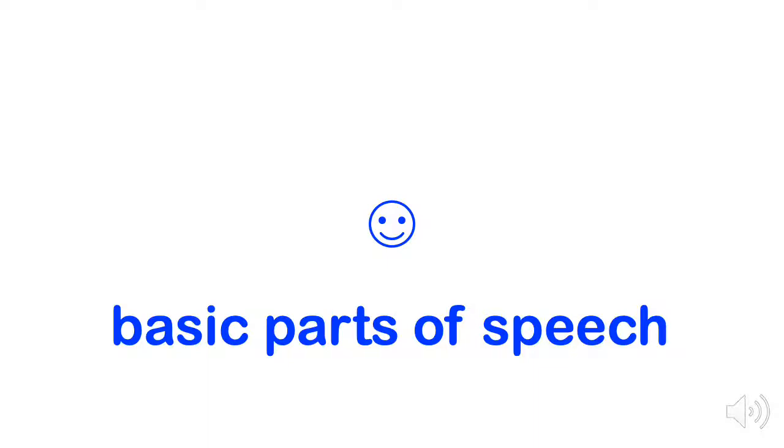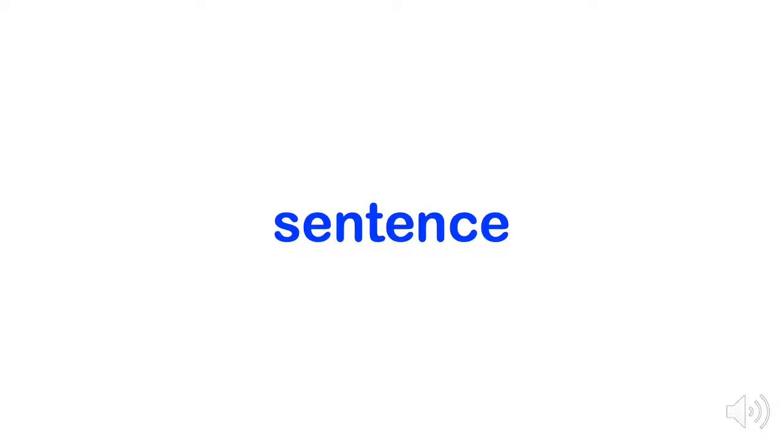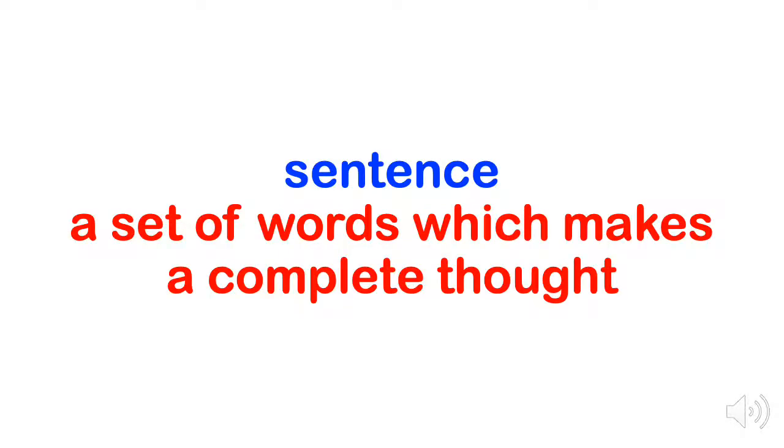Today we'll be introducing the basic parts of speech of the English language. In our previous unit, we examined and analyzed the meaning and components of a word. Now we can begin to explore combinations of words. When words are put together in a meaningful way, they become a sentence. A sentence is a set of words which come together to form a complete thought.